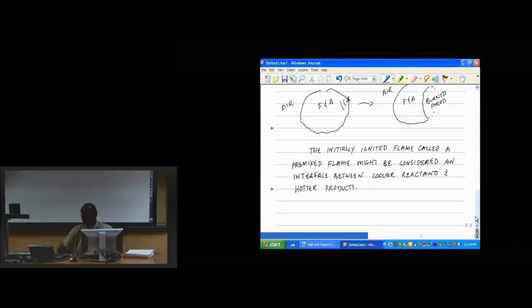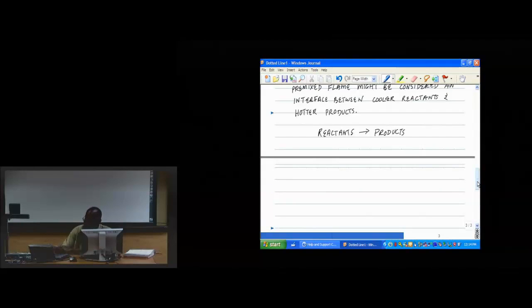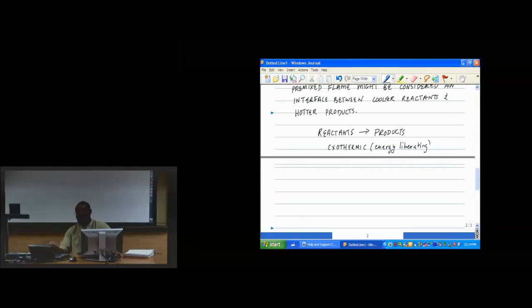So maybe this is the first time we can start talking about, well, if we were to write some sort of balance equation, some sort of transfer equation, what would we write? Well, we'd say that reactants go to products, and that we're going to again use terms that we're going to define more precisely, but that this process is exothermic, so that it's energy liberating. And that is in fact one way of discussing and describing this flame.